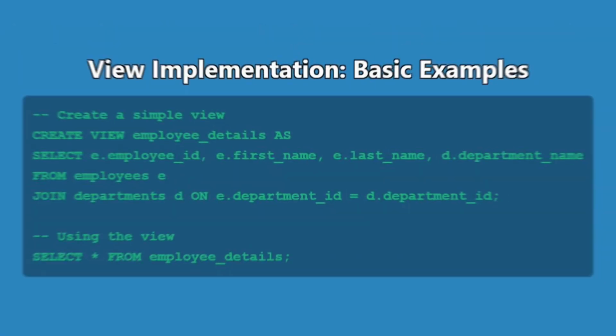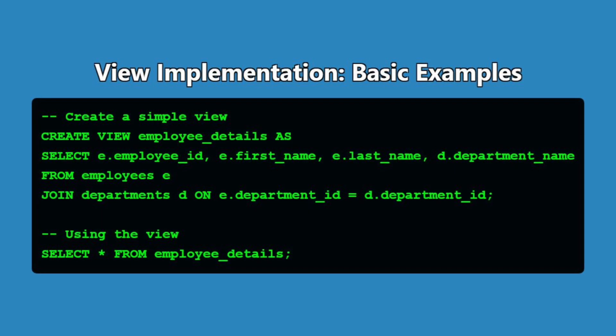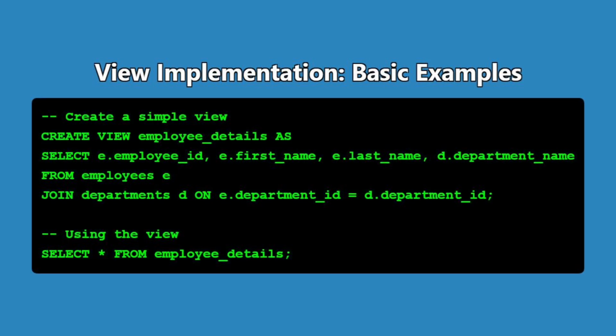Let's see the implementation of a view. The first example creates a simple view called employee details that joins employee and department data. The view combines employee information with their department names, making it easier to query this commonly needed information. Users can then query the view with a simple select statement without needing to understand the underlying join logic.